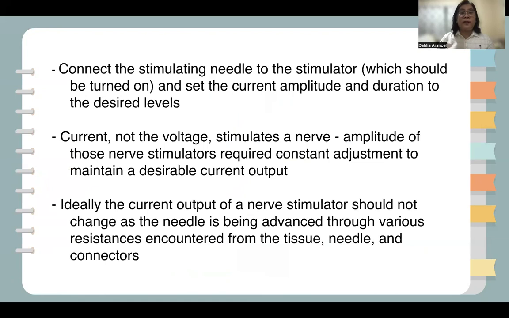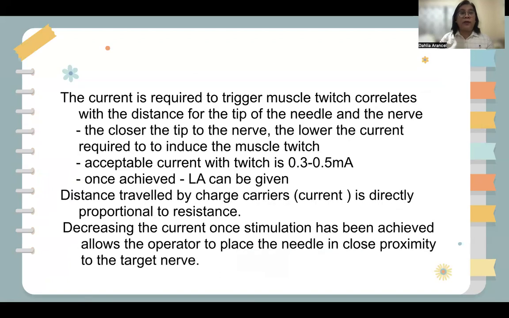You have to connect the stimulating needle to the stimulator, which should be turned on, and set the current amplitude and duration to the desired levels. Current, and not the voltage, stimulates the nerve. Amplitude of those nerve stimulators requires constant adjustment to maintain a desirable current output. Ideally, the current output of a nerve stimulator should not change as the needle is being advanced through various resistances encountered from the tissue, needle, and connectors.